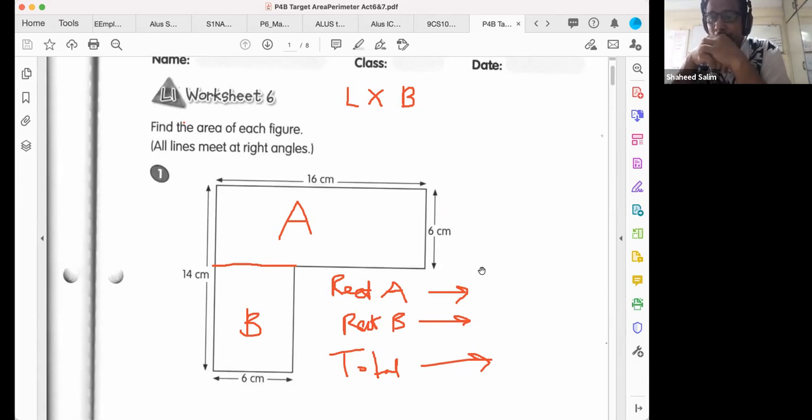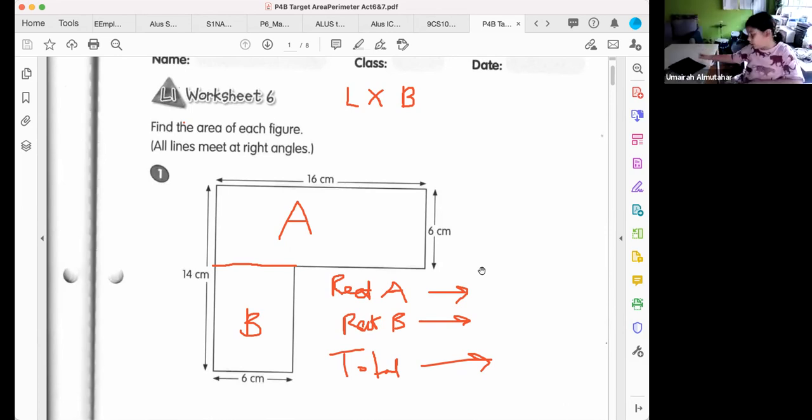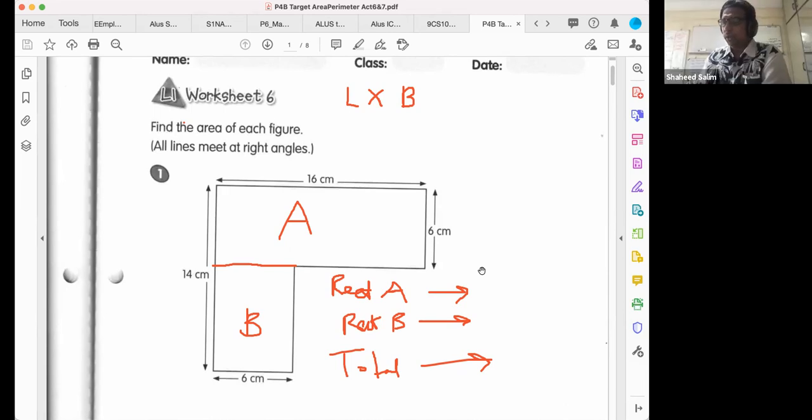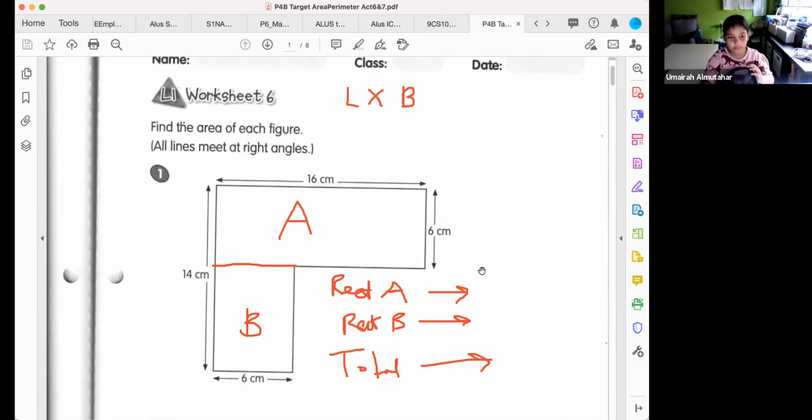Come on, Amara. Okay, come on, we try rectangle A and B. We don't have much time. Your end of year exams are coming, and you all know what to do now. Yeah, I know what to do. Okay, great.